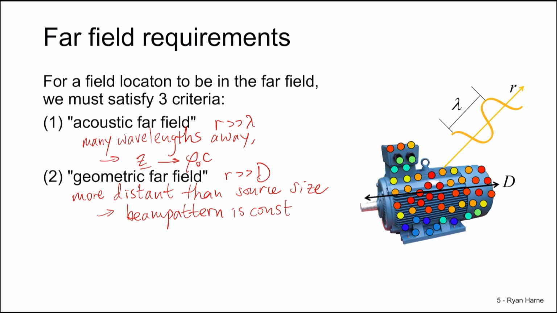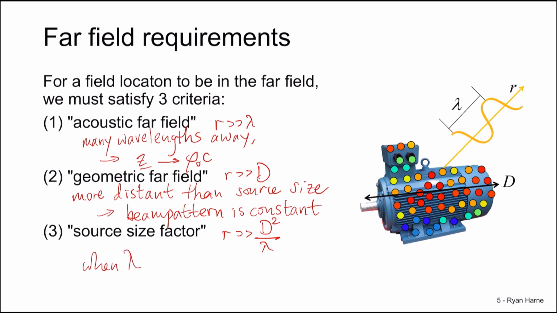The final requirement to be legitimately and full-fledged in the far field is a source size factor. This states that the radial location R must be much greater than the ratio of the characteristic dimension squared divided by the wavelength. This assumes and penalizes the case when lambda is small, the source size cannot be too small.